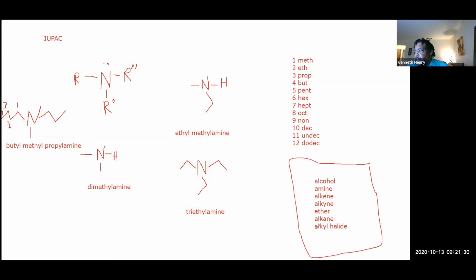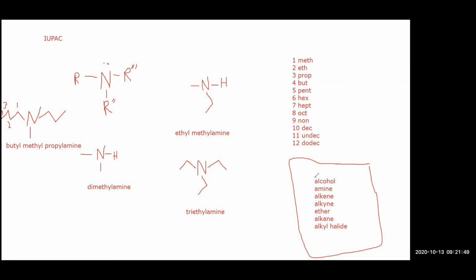So the low guys on the priority are the alkyl halides. Then you have the alkanes. Then you have ethers. Then you have the alkynes. Then you have the alkenes. Then you have the amines. And then you have the alcohols. Okay? Okay. And you said ether isn't always in that spot.